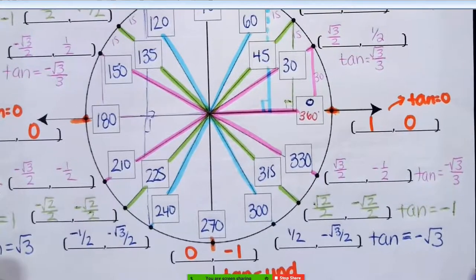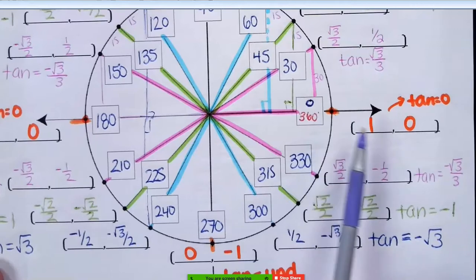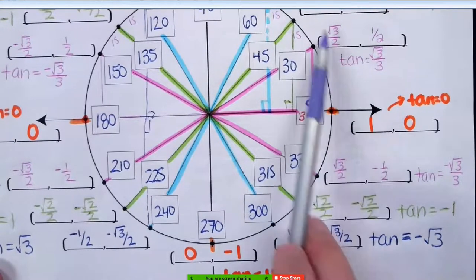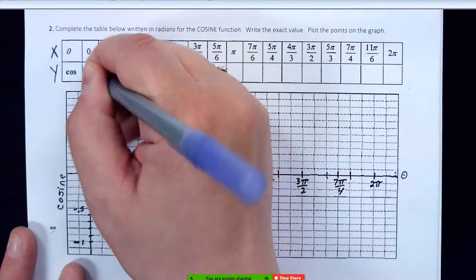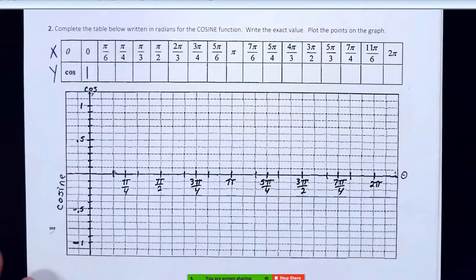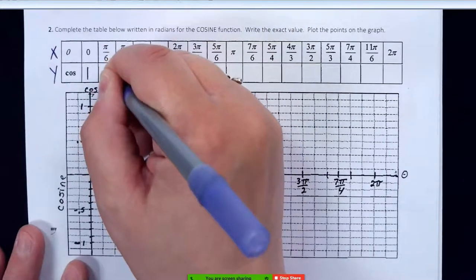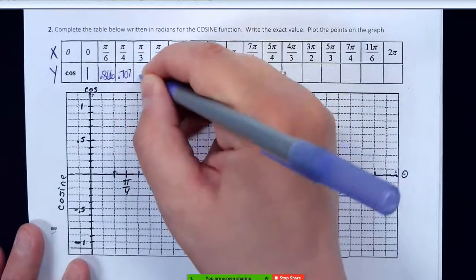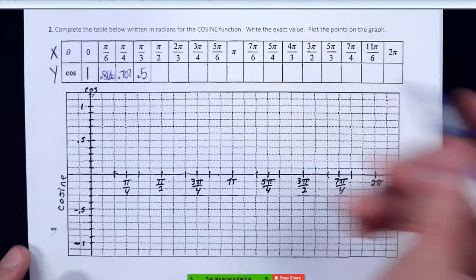If I start at 0 for my angle measure, the cosine here is 1. I'm doing the x-coordinates as I do the cosine, so this is actually going to start at 1. Then as I go around the circle, this is root 3 over 2, which is 0.866. And then this one is 0.707, and then 0.5.